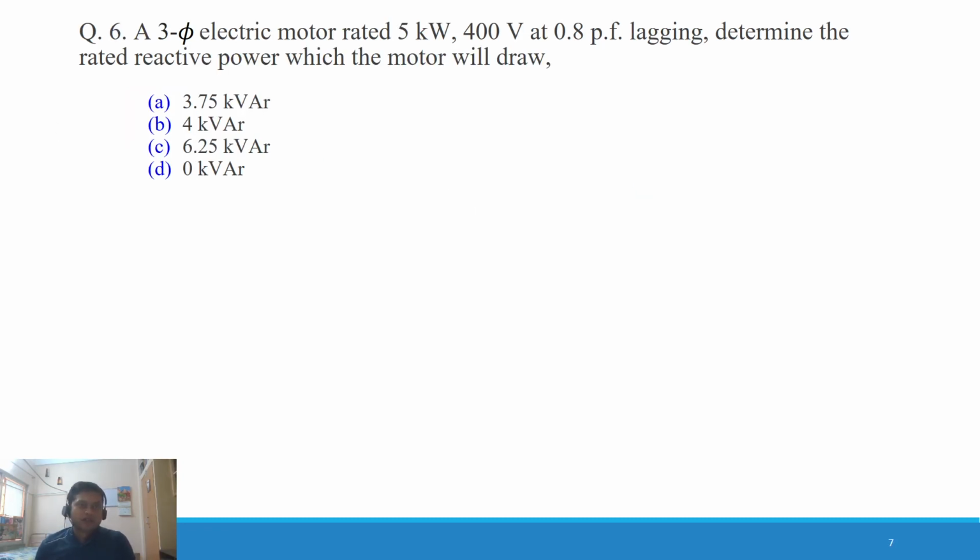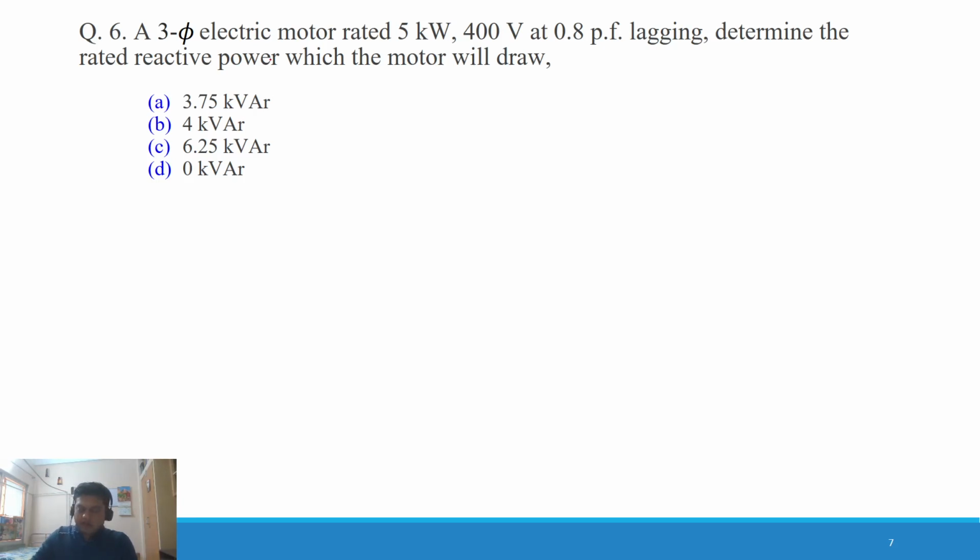It is also a similar type of question, but in the previous problem the motor rating was 2 kilowatt, while in this question the motor rating has been increased to 5 kilowatt. And this question tells us that a three-phase electrical motor is rated 5 kilowatt, 400 volt at 0.8 power factor lagging. Determine the rated reactive power which the motor will draw.